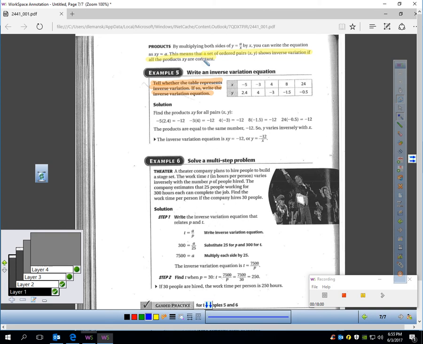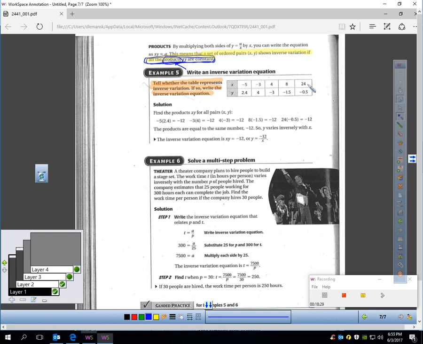If a table inversely varies, it means that a set of ordered pairs are showing inverse variation if all the products of x and y are constant. So that's the key part here. Let me read that again. Inversely varying tables have x, y products that are constant. Now, what does the word product mean? I hope you're thinking, oh, that means multiply.